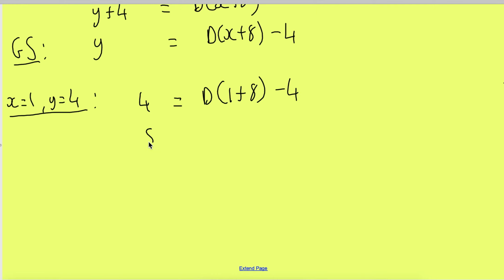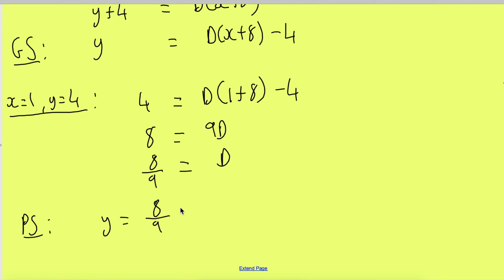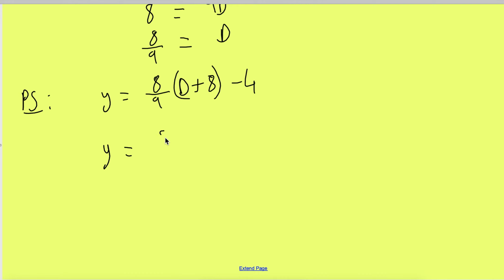So let's move that across. So 8 equals 9D. So D equals 8 over 9. So that means your particular solution is y equals 8 over 9 D plus 8, take away 4. And if you really want, y equals 8 ninths of D, so multiply it out, plus 64 ninths, take away 4. So 64 over 9, take away 4 is 28 over 9.